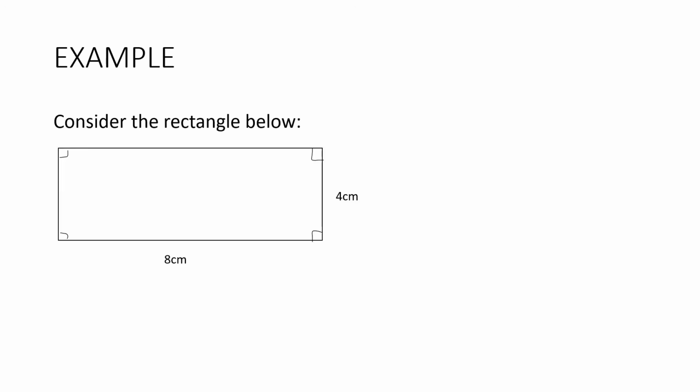Now you might be really confused by all of that, so let's look at a practical example. Consider the rectangle below. It has dimensions 8 centimetres by 4 centimetres. And if we want to work out the area of that rectangle, we're just going to do length times breadth, which is 8 times 4, and that's 32 centimetres squared.